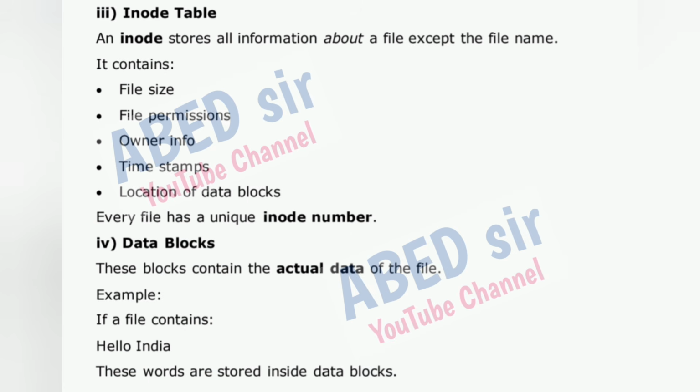3. Inode table. An inode stores all information about a file except the file name. It contains file size, file permissions, owner info, timestamps, location of data blocks. Every file has a unique inode number. 4. Data blocks. These blocks contain the actual data of the file. Example: if a file contains Hello India, these words are stored inside data blocks.